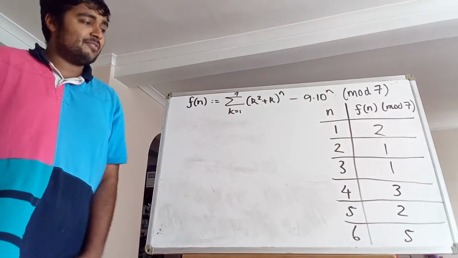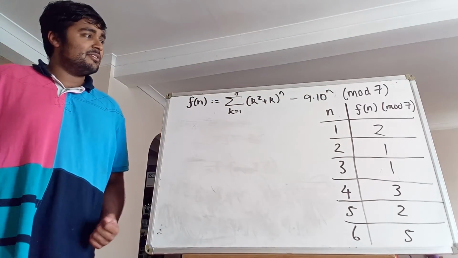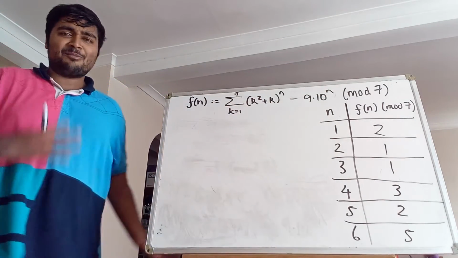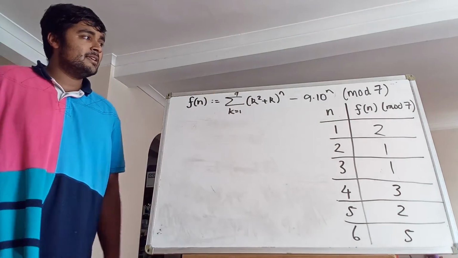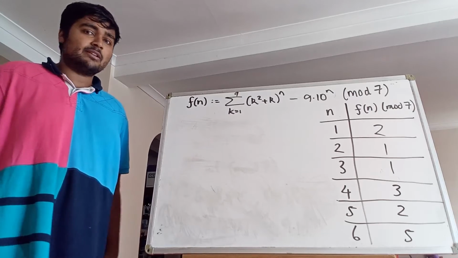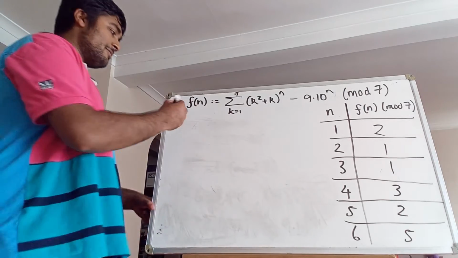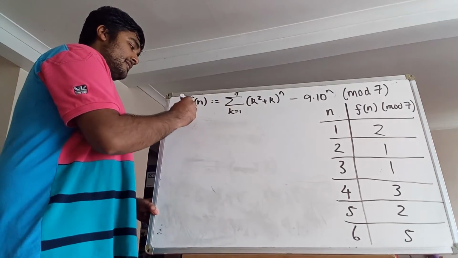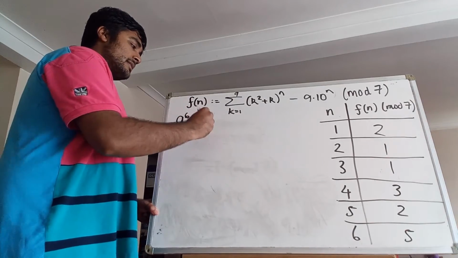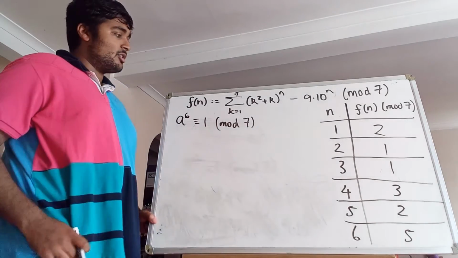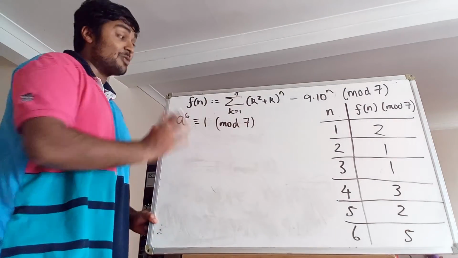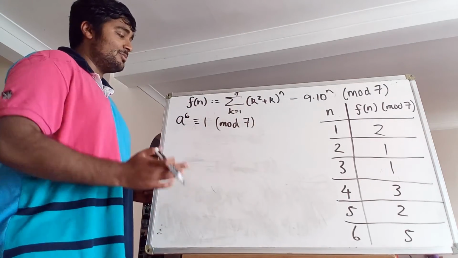So it's going to give me either 0, 1, 2, 3, 4, 5, or 6. And thankfully, for the first 6 cases, it's never 0, because if it was 0, my claim would be completely false. We want to prove that this is never 0, and to do that, we're just going to be using Fermat's little theorem, because remember, Fermat's little theorem says that a to the 6 is going to be congruent to 1 mod 7 whenever a is coprime to 7, i.e. a is not a multiple of 7.